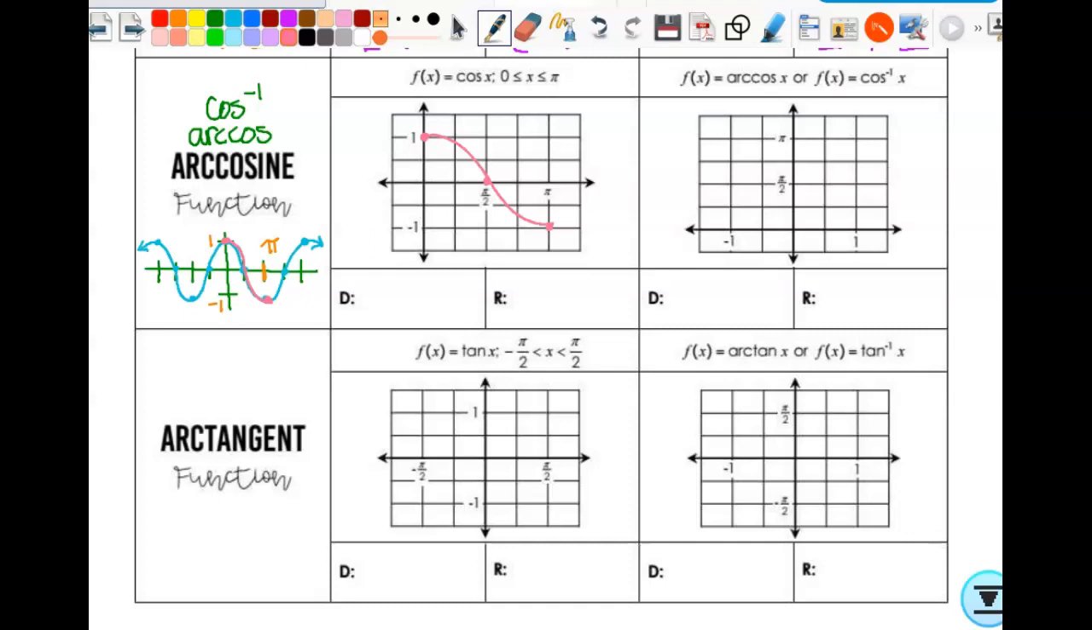The domain here was given to me. I'm going from 0 to pi. The range is the same as it is for cosine and sine. I'm going from negative 1 to 1. So for the inverse, my domain goes from negative 1 to 1. My range goes from 0 to pi.